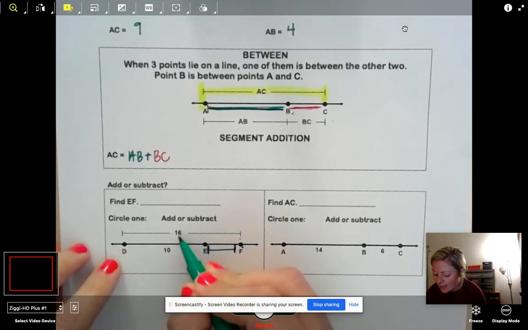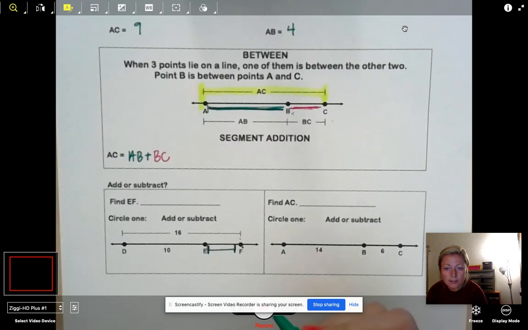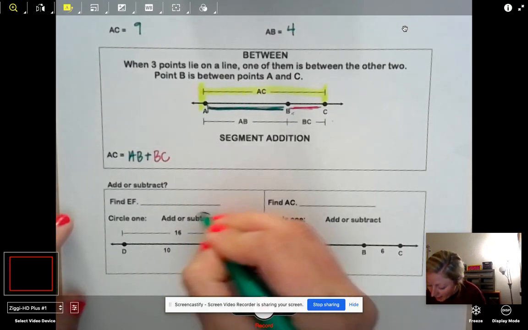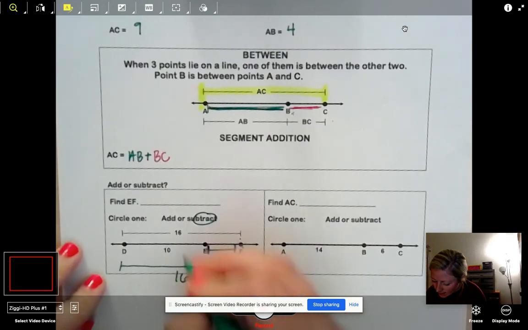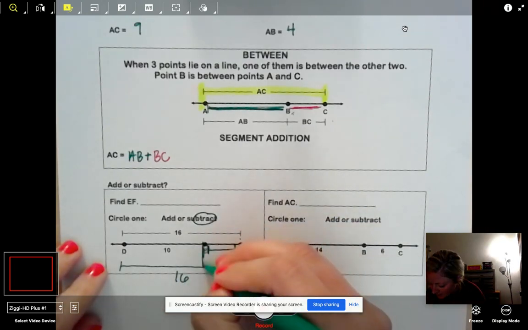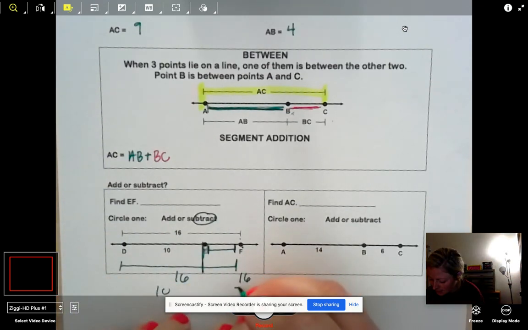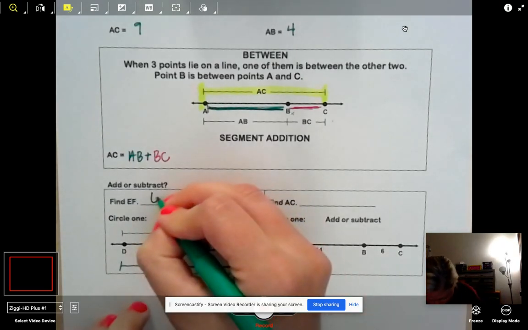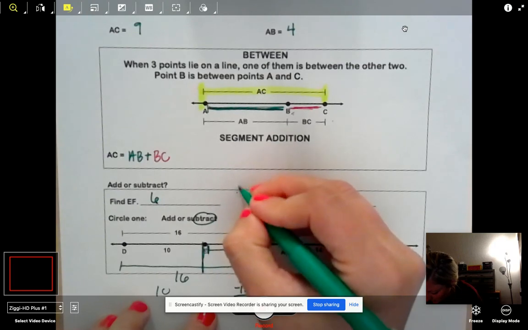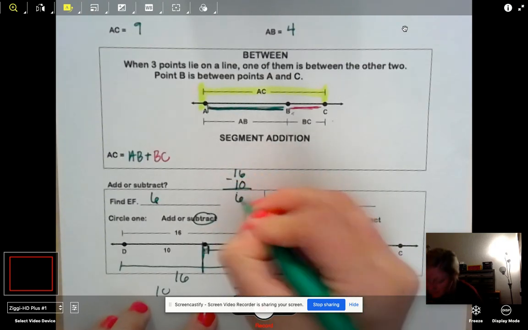So am I going to add 16 and 10 to find this missing part or subtract? We're going to subtract, right? Because the whole thing is 16. And I know up to here is 10. So what's left over? Let's see here. 16 minus 10 gives us 6. I'll write that right here again. 16 minus 10 equals 6.